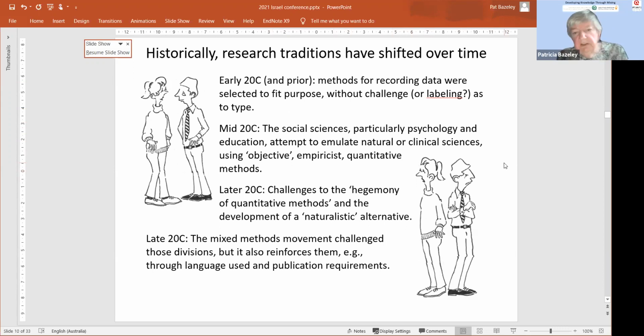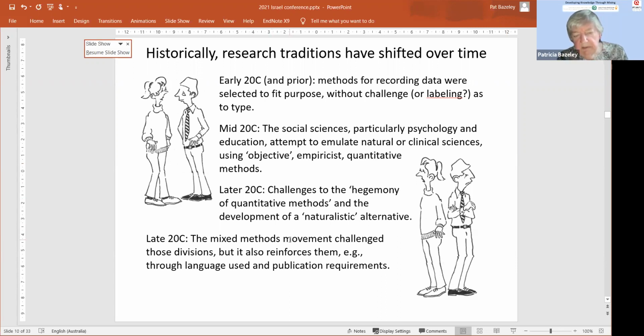Around about the 1970s, there were challenges to this hegemony of quantitative methods. Guba and Lincoln were perhaps leaders in that area. They argued that there was a naturalistic alternative, that these methods reduced phenomena in an artificial way, and that we needed alternative methods to study them.